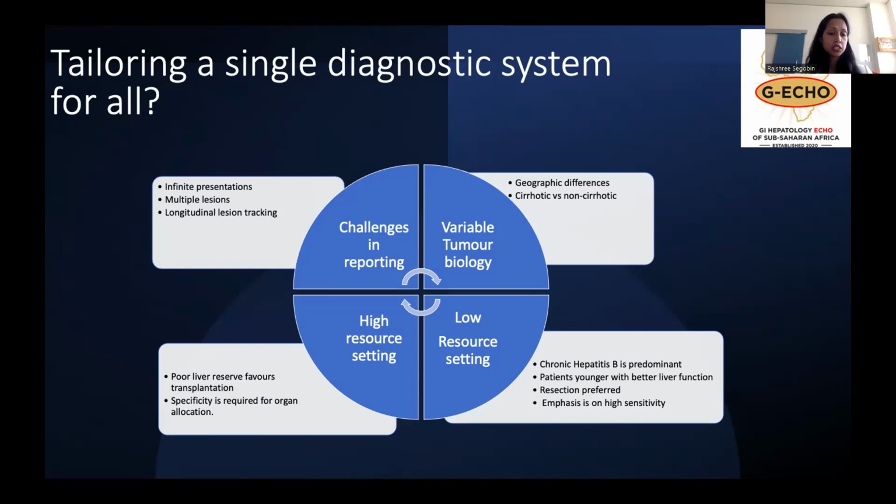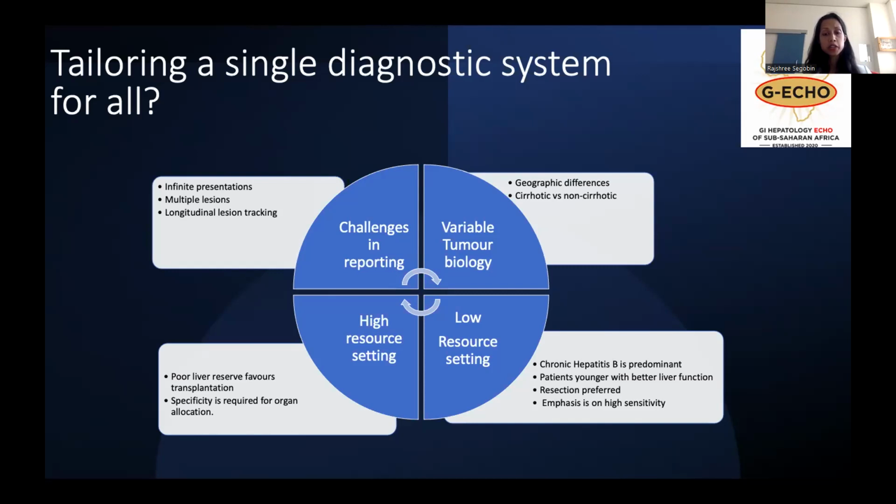In high resource settings, the presence of poor liver reserve in the setting of cirrhosis favors transplantation, where you want a very specific diagnosis of HCC for organ transplantation and allocation, whereas in low resource settings, the emphasis is on resection and high pickup of lesions because of the patients being younger with better liver reserves, where resection is preferred.